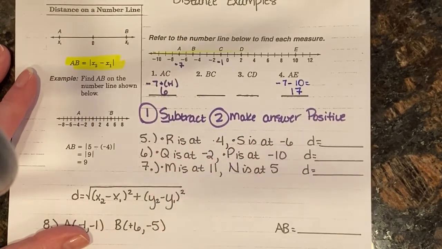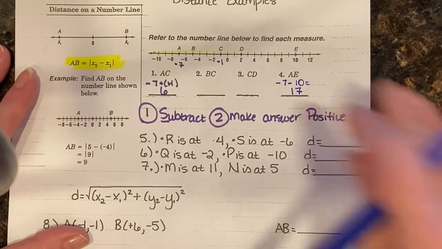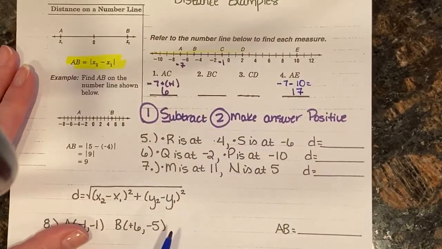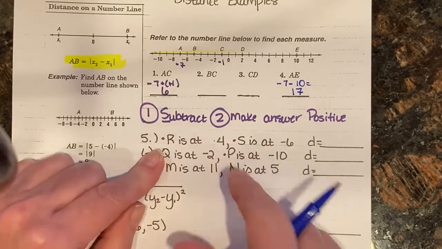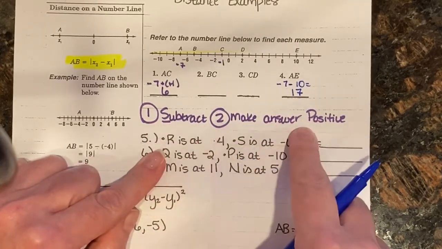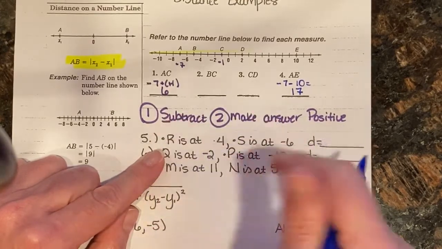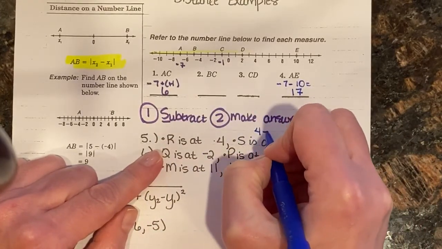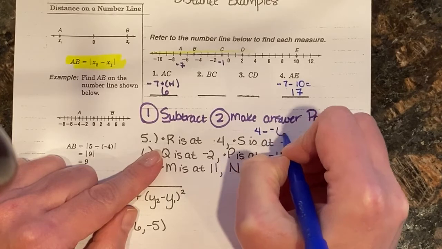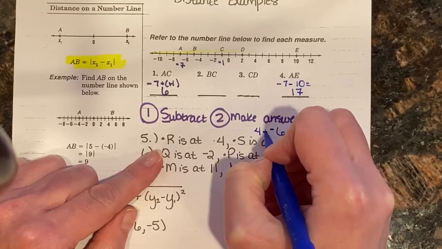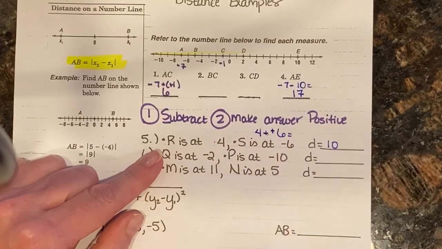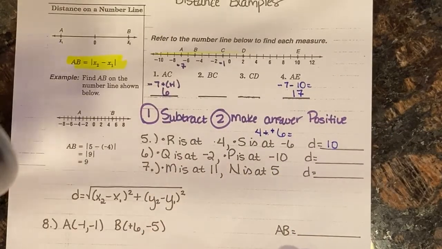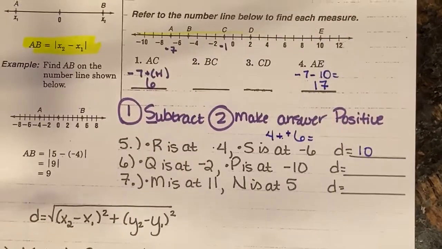Now, these 3 right here don't have the number line. Don't sit there and draw yourself a number line. That's craziness. This says point R is at 4, point S is at -6. You're going to do the same thing. You're going to subtract, make it positive. 4 minus -6. Two negatives make a positive. 4 plus 6 is 10. You're just subtracting and making it positive.